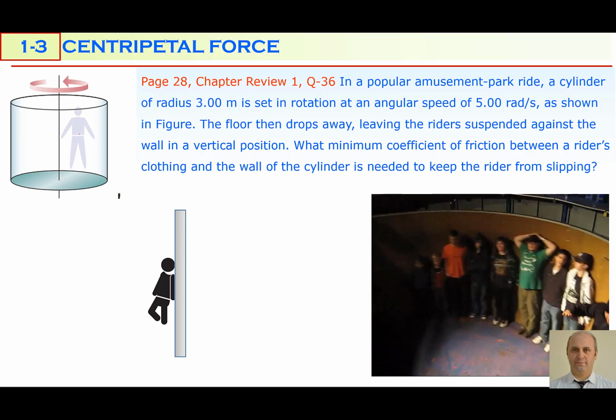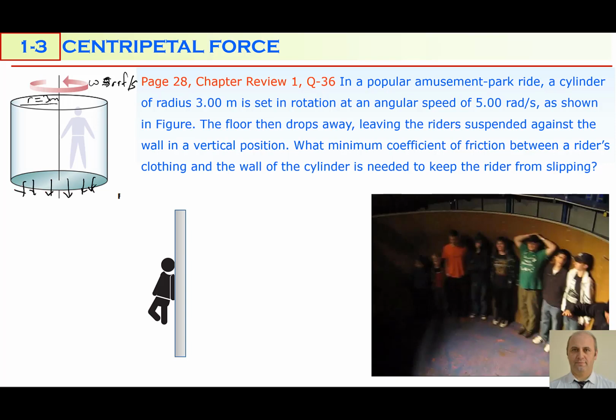Inside this cylinder, there is a person standing. This cylinder has a radius r equal to 3 meters. It's a huge cylinder, and it's rotating with an angular speed of 5 radians per second according to the question. Then the floor drops away, which means this floor will move down, fall down like this.